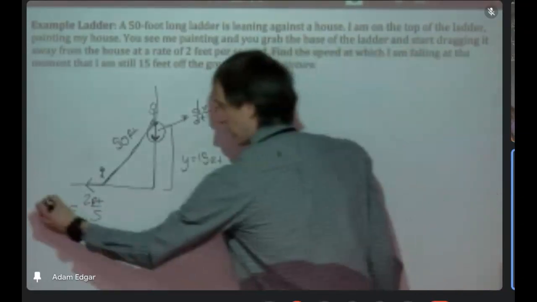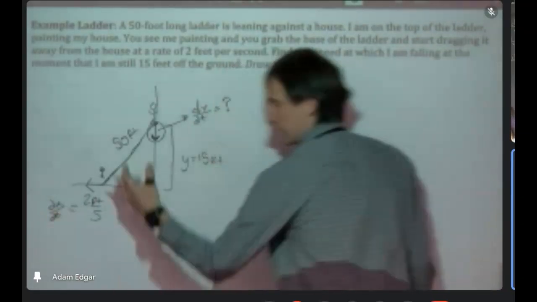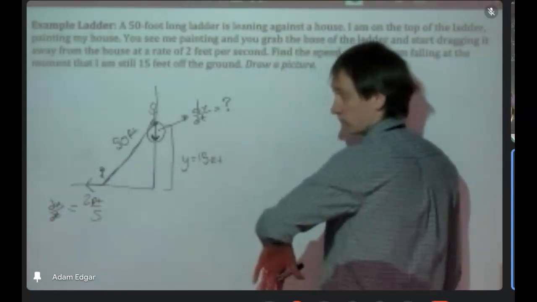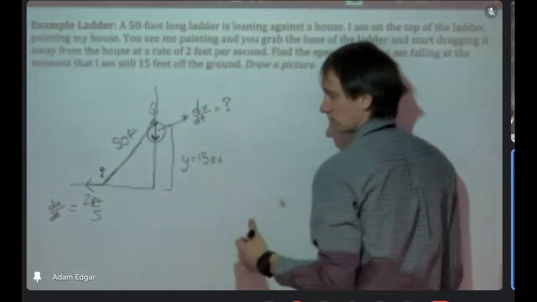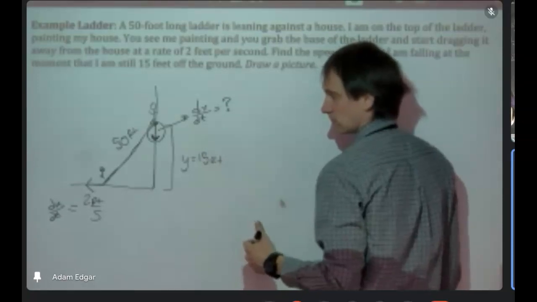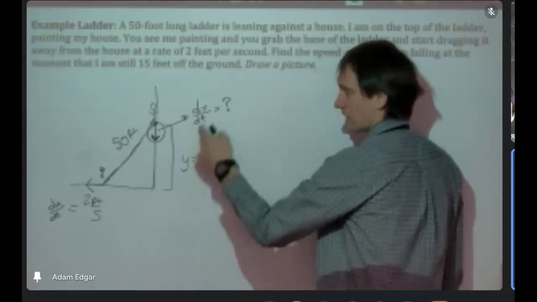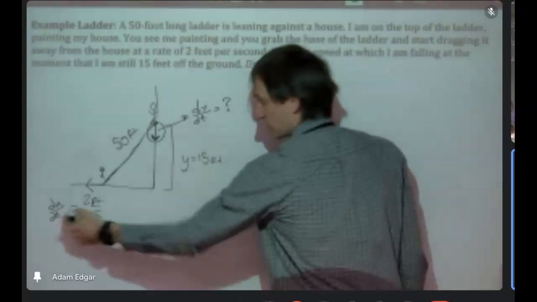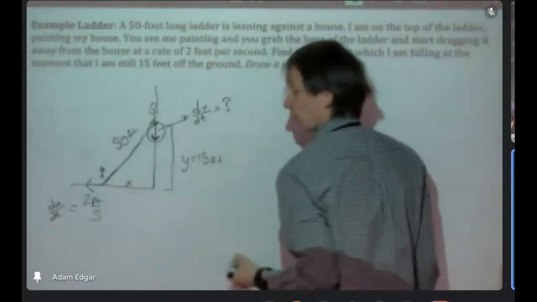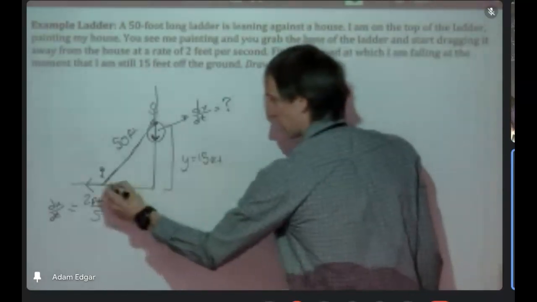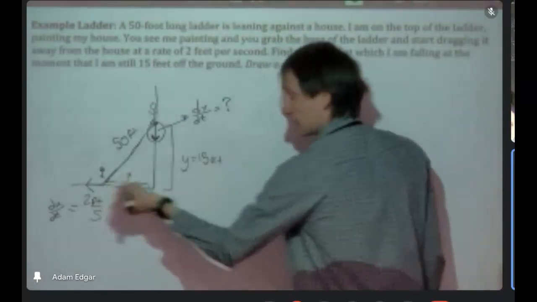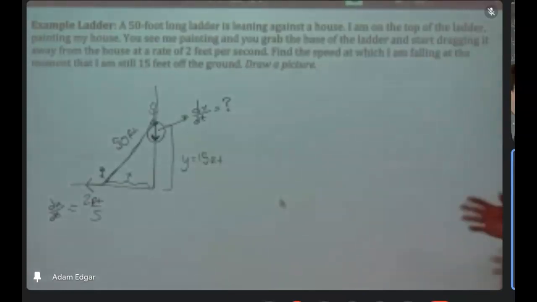dx/dt, which implies there has to be also another variable, t. We have a y and a dy/dt. We have a dx/dt, so this should be probably x. Right? So this base side right here is also changing. It needs a variable. Anything that's a changing quantity is going to need a variable.